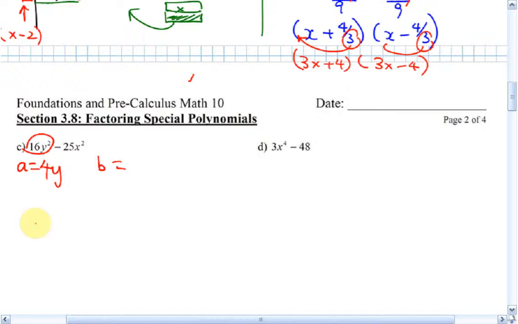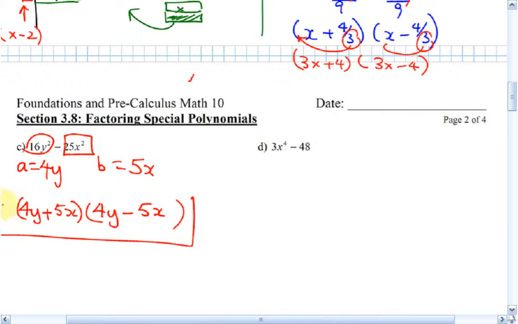Yelena, you with me? Next one here. 25x squared. What do we have here? 5x. 5x. Veronica? Yeah. Huh? So we get 5x. Good. So what's the brackets going to be then? Well, it's just A plus B, so 4y plus 5x. And then 4y minus 5x. That's it. We're done. Okay?